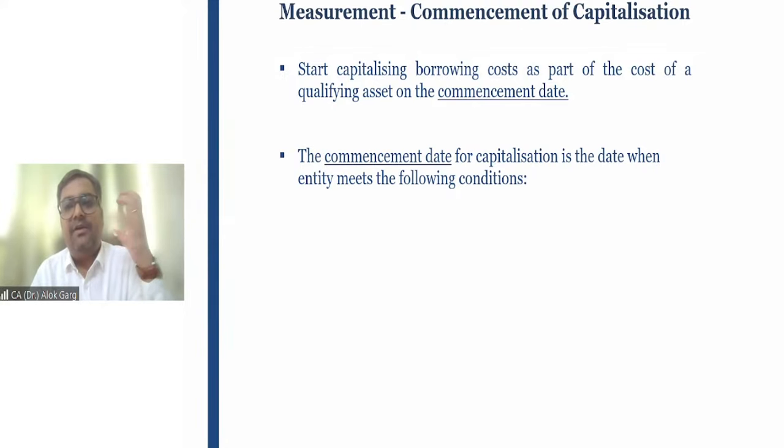Let's say you have taken a term loan at the rate of 10% from State Bank of India for 100 crores. The money is lying idle in your bank account. Why have you taken this loan? For the construction of a factory. So you want this loan for the purchase of a land, then construction of a factory. You were supposed to purchase that land, but the deal got cancelled or delayed.